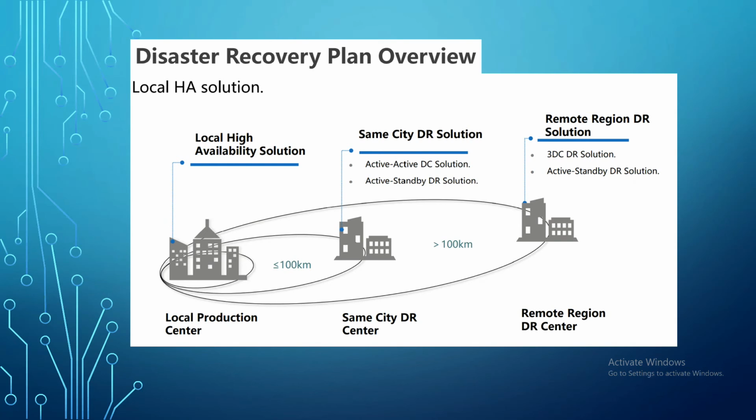3DC DR solution means, for example, I have two data centers in one city, which will be active, and the third will be out of the city. So we can use that one as an active standby. So for example, if one data center goes down, I have another active data center available, so there's no downtime. And the third data center is also available if there's an issue in the whole city. So I can use the third data center as a disaster recovery solution.